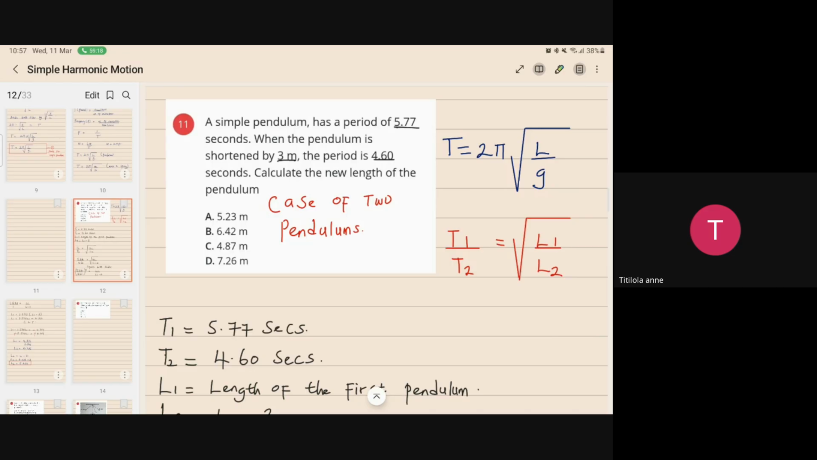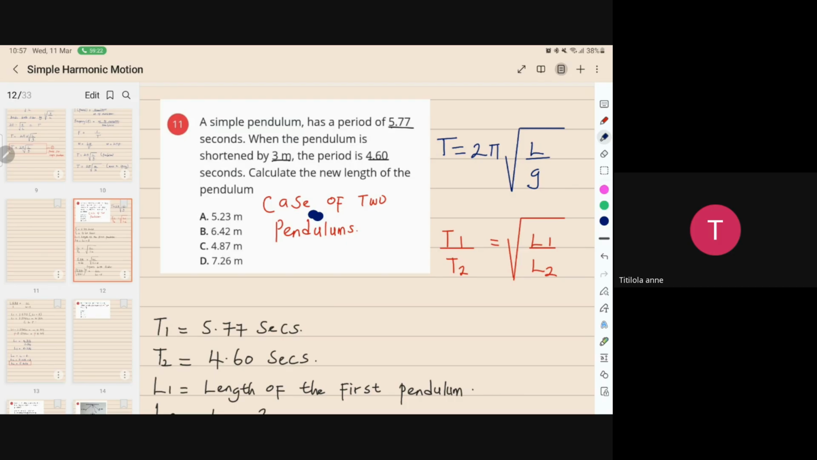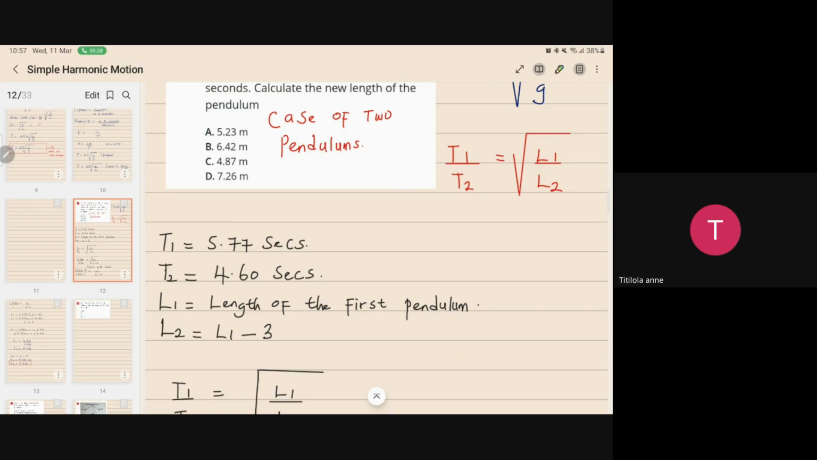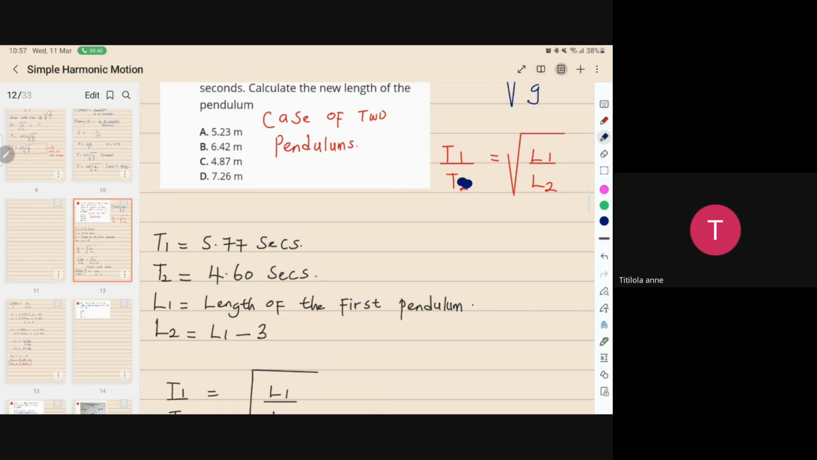So let's start from the very beginning. Now, we have the case of two pendulums. For the case of those two pendulums, I've said that this formula is going to reduce to this because you have two of them. So you're going to take the ratio of the two of them. These guys are going to cancel out because they are constants. Now, because they are constants, you have T1 over T2 equal to the square root of L1 over L2. They gave us the period of the first pendulum and the period of the second pendulum.